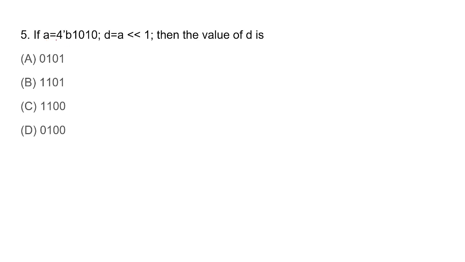Next question. If A is 4'b1010 and we are performing a shifting operation, then what is the value of D? Which type of shifting operator is this, left shift or right shift? Left shift. So if we have 1010, we will shift by left one step and we will consider the 4 bits. So the answer will be D.